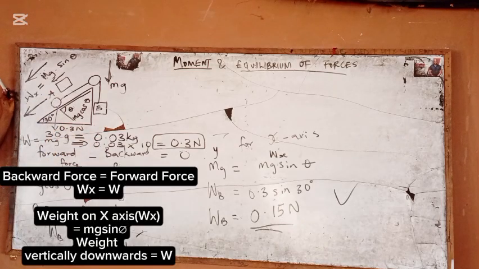And remember we said that weight on the x-axis is going to be equal to what? Mg sin theta on an inclined plane.